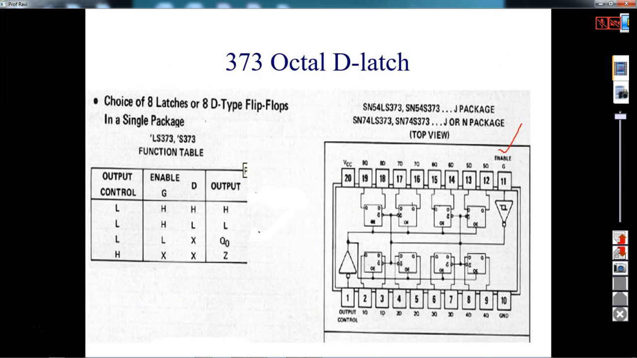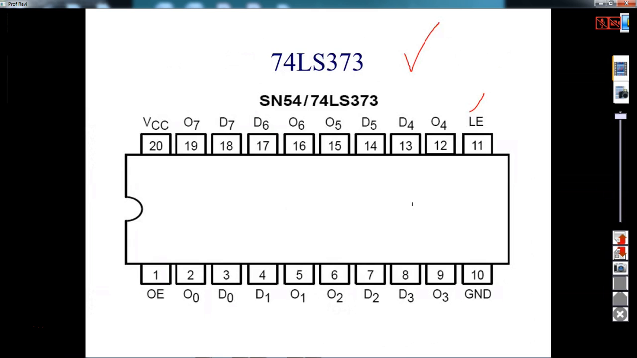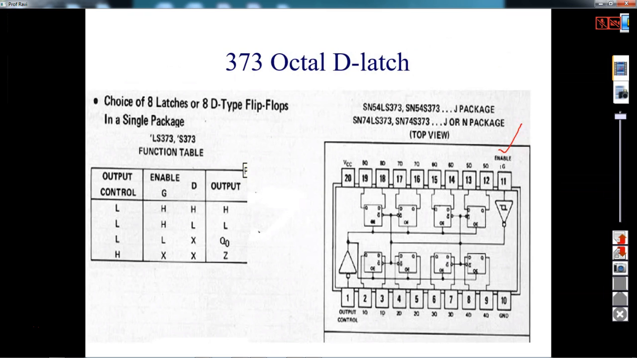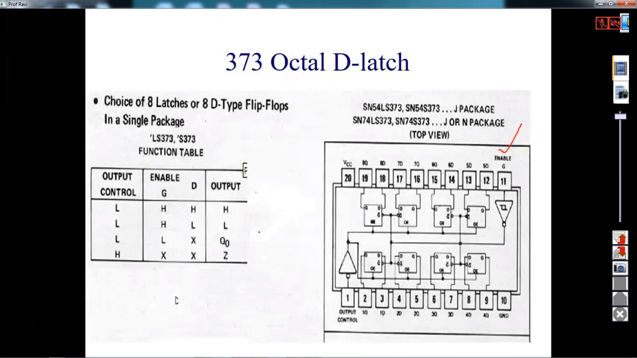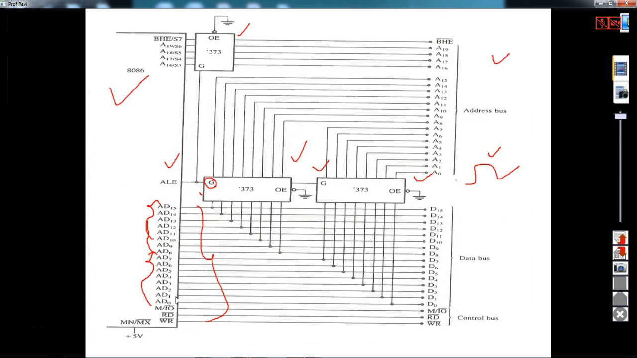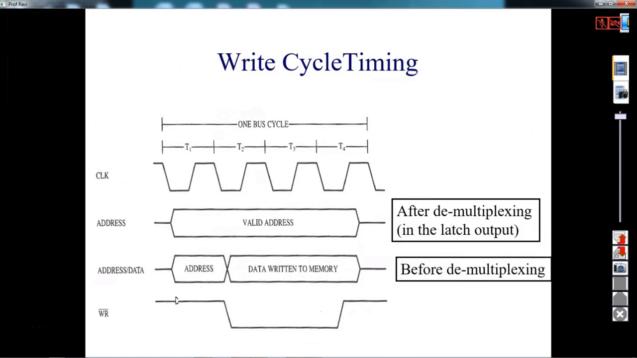It is a 20-pin IC. On this 20-pin IC, one pin is output control, the output enable. This OE you connect to ground. This is how you do the demultiplexing. So here you have 3 latches. This is the demultiplexing concept.